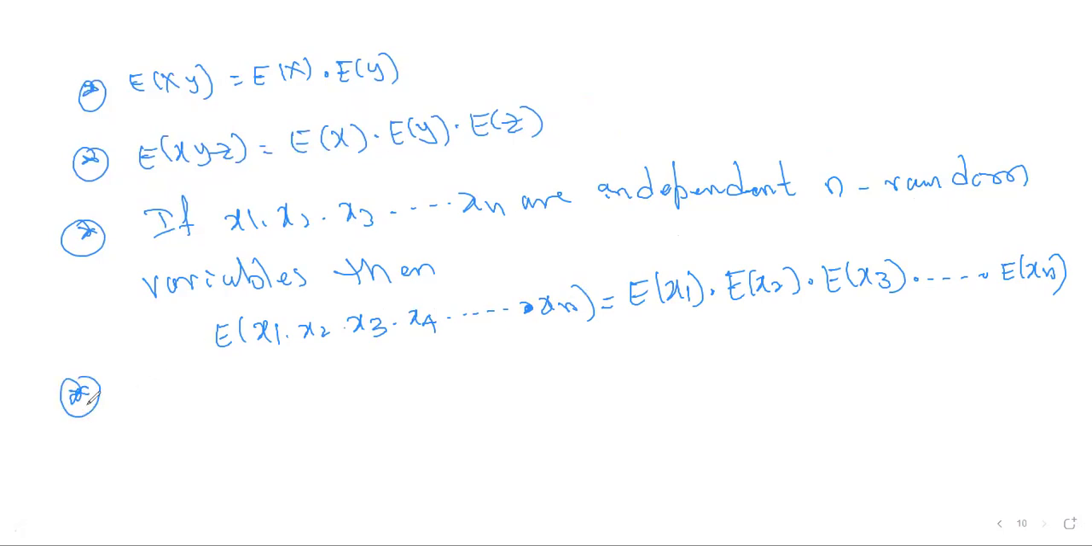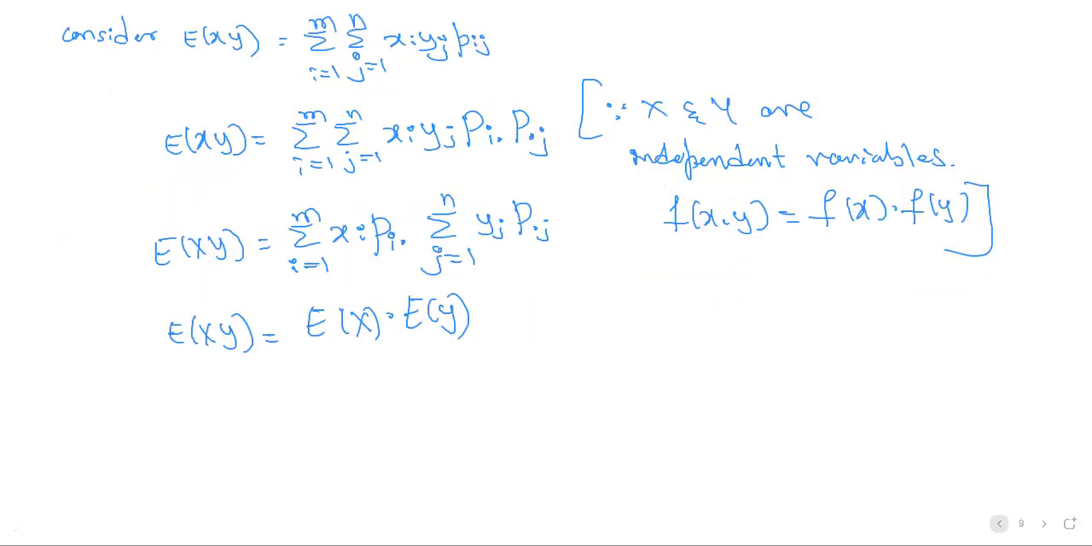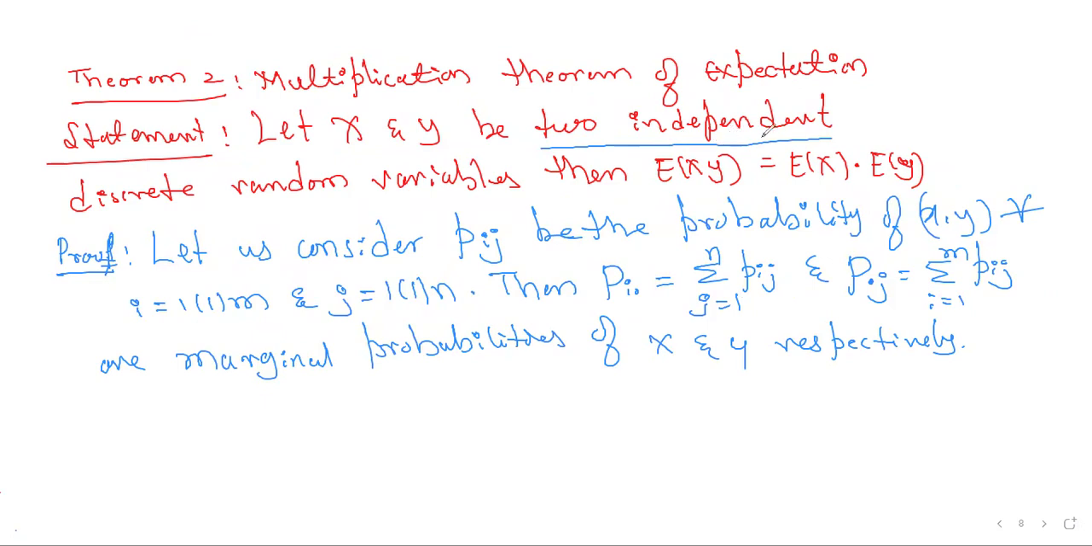Now with respect to this theorem, we have one more point. The converse of the above theorem does not hold good. It means the converse may not be true; either it may be true or it may not be true. What is the converse? The theorem says: let x and y be independent variables, then the expected value of xy is equal to the expected value of x into the expected value of y. The converse of this theorem is not true. That is, if the expected value of xy is equal to 0, then we can't say x and y are independent.